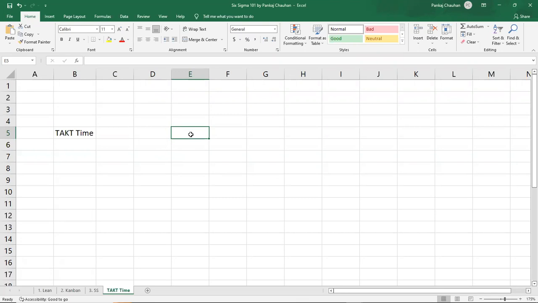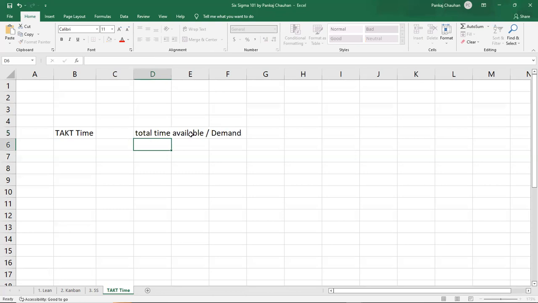When you have been assigned a number of tasks to complete in a given time frame, how much maximum time should each of the tasks take? If you want to complete all the tasks within the given timeline, then we do the calculation of the TAKT time. So the formula for TAKT time is equal to total time available divided by the demand you have, or customer demand, as we call it.